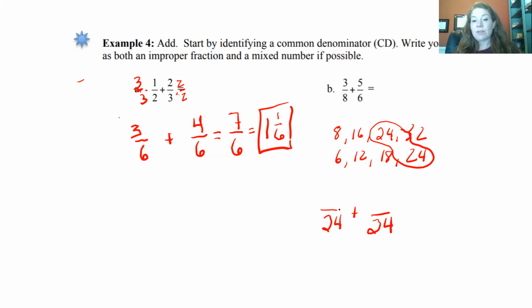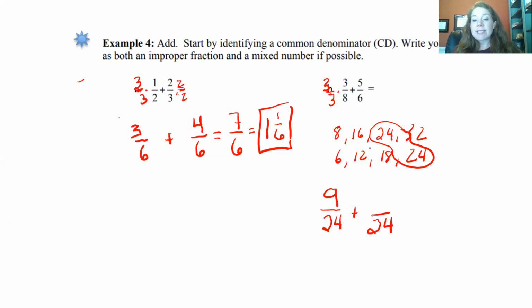Now, you can't just change the denominator without changing the numerator. So how do we get from 8 to 24? Well, we multiply by 3. So if we multiply the bottom by 3, we have to multiply the top by 3. So 3 times 3 is 9.